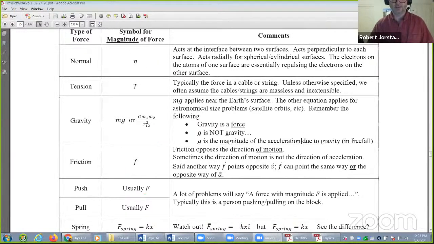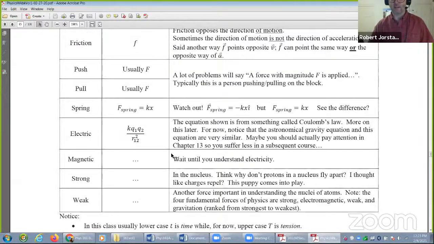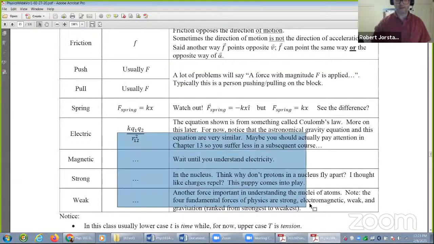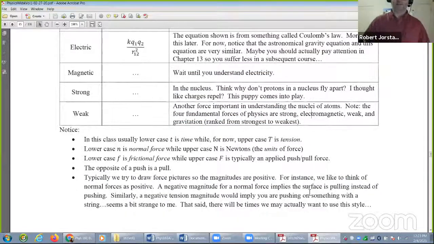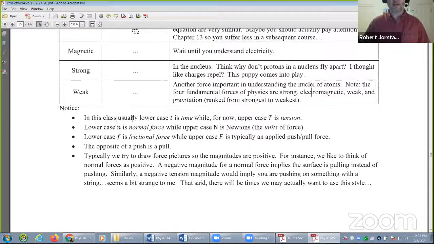Let's scroll down. There's electric forces. There's many other forces, and at some point, we've got to get to it. Some little comments here. Let's make sure I hit all these. Lowercase t is usually going to be time in my notes. Uppercase T is usually going to be tension. Lowercase n is normal force. We talked about lowercase f being reserved for friction, and capital F is usually something pushing or pulling.